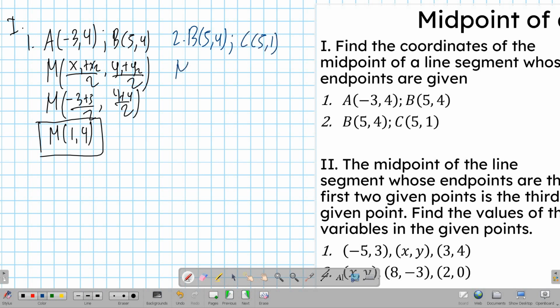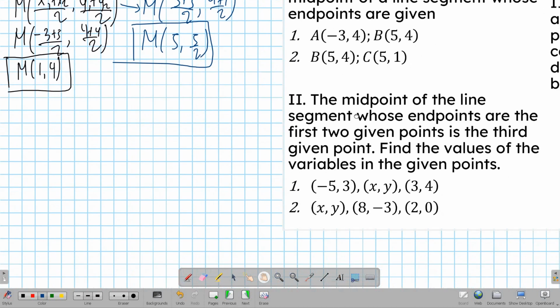Ayan, then we just simply apply the same formula. So, therefore, this becomes 5 plus 5 over 2 and 4 plus 1 over 2, which gives us 5. Then 5 halves, kasi that's 4 plus 1. Ayan.